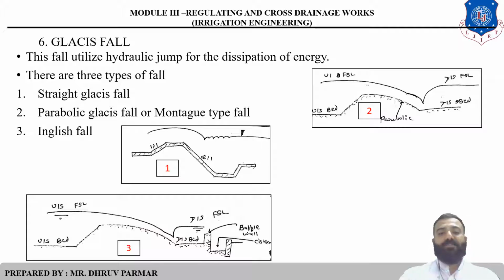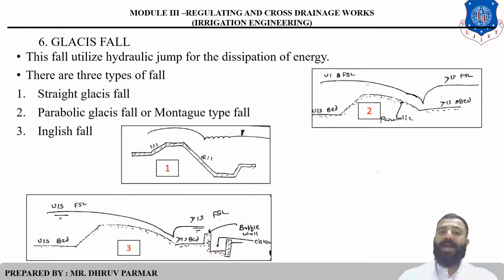So, straight glacis fall. A simple structure is constructed so that an upstream side slope of 1 to 1 and a downstream side slope of 2 to 1 are provided. Due to that, the hydraulic jump is formed and the energy is dissipated, but only to some extent. In this fall, the total energy is not reduced, so this fall is not used.